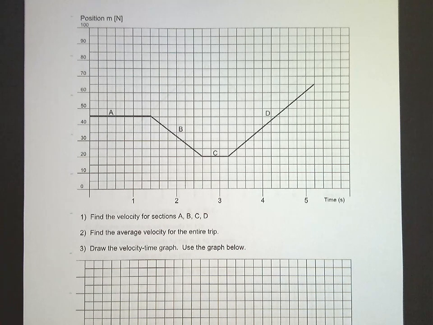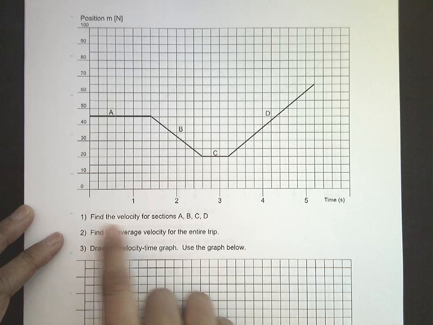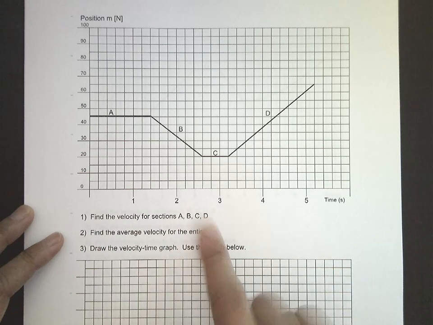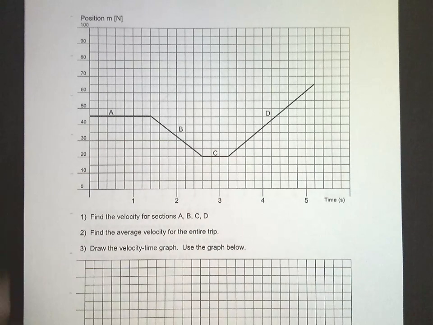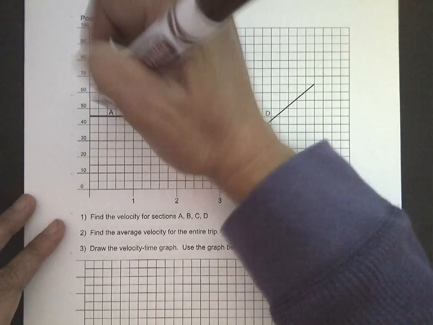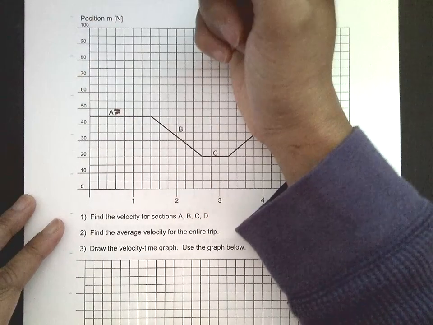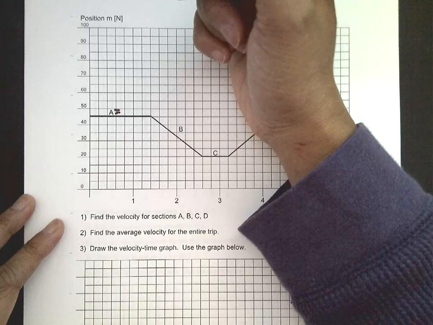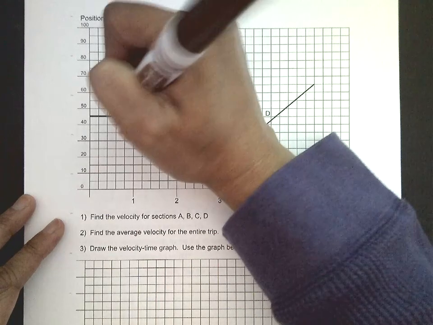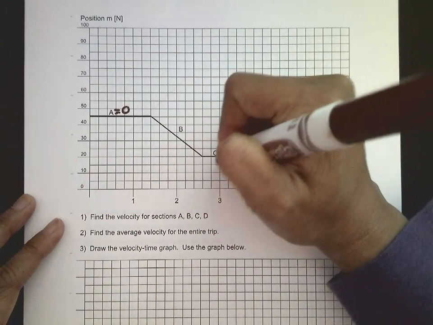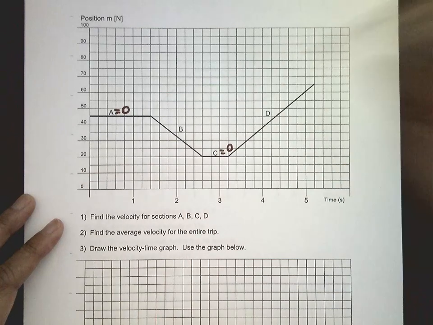All right, so the first question says find the velocity for each section. You'll notice that I've labeled each section conveniently for you. Okay, so let's find the velocity of the first one. That means we're going to take the slope of each line. So here, the slope is 0. That means it's going nowhere. It's at rest. The object is at rest. And same with section C. So these two are pretty easy.